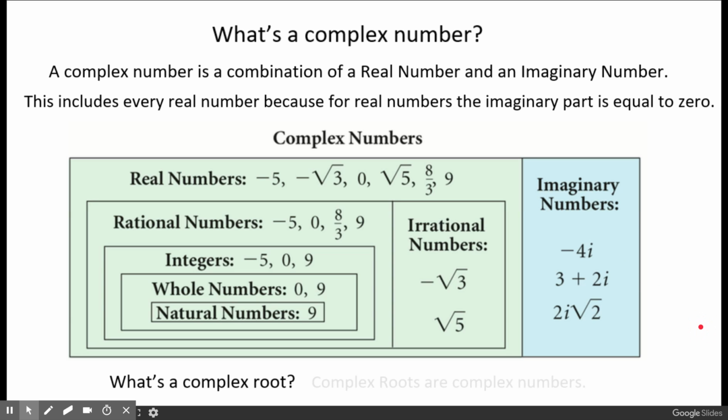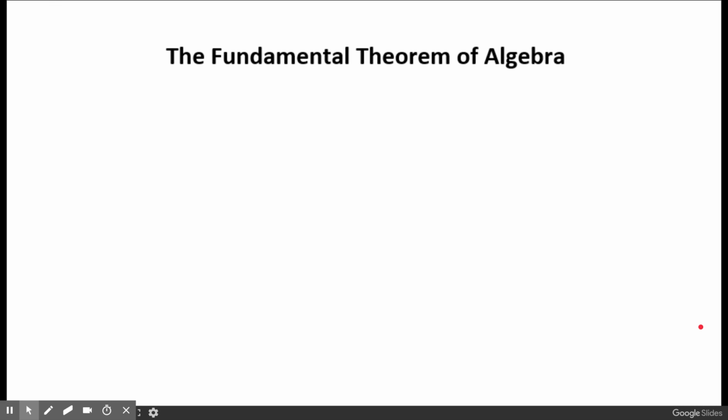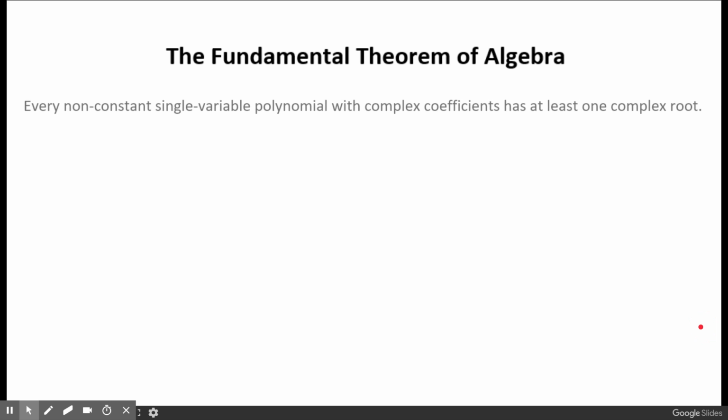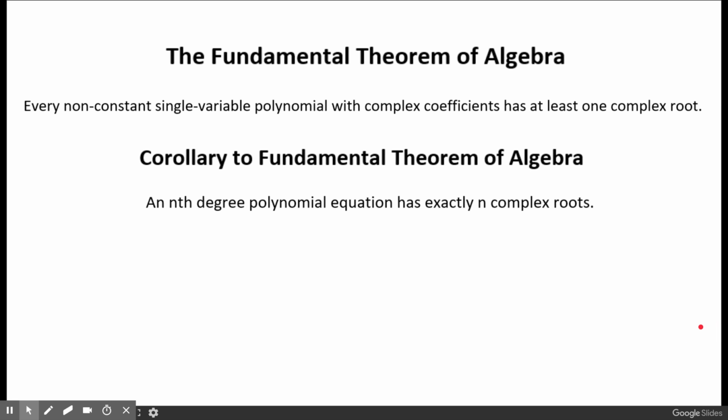So what's a complex root? Well, a complex root is just a complex number. The first theorem we're going to look at is the fundamental theorem of algebra. If we have a polynomial with complex coefficients, we know we're going to have at least one complex root. The corollary to that is even more important: an nth degree polynomial has exactly n complex roots.